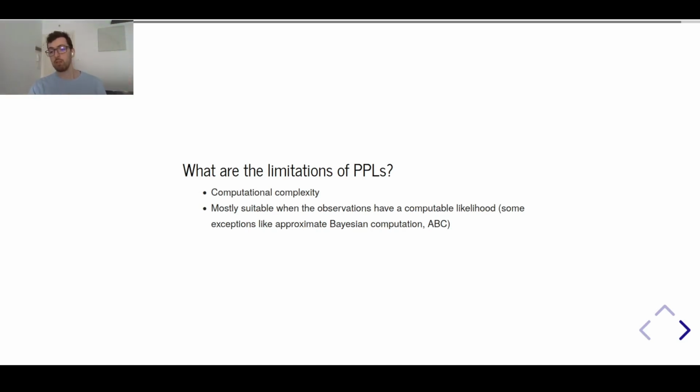There are some techniques to do approximations of the inference steps, something called variational inference, which can be extended to bigger data sets. Another limitation is that these methods are most suitable when you have observations that have a computable likelihood. There are some exceptions that you can work with, called approximate Bayesian computation, but I won't go into the details there. Most of the PPLs are suitable when you have the possibility to express the likelihood of your observation.